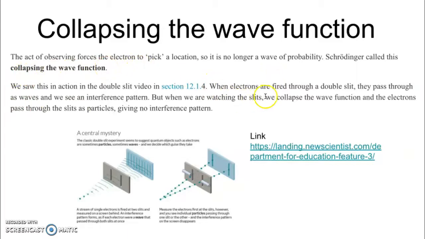When electrons were fired at a double slit, they pass through as waves and you see an interference pattern. But when you're watching the slits, you collapse the wave function and the electrons pass through the slits as particles, giving no interference pattern. So basically your probability becomes one, the chance of it being in that particular place becomes absolute, and you no longer have that probability aspect to it. So that's how you refer to the wave function being collapsed.